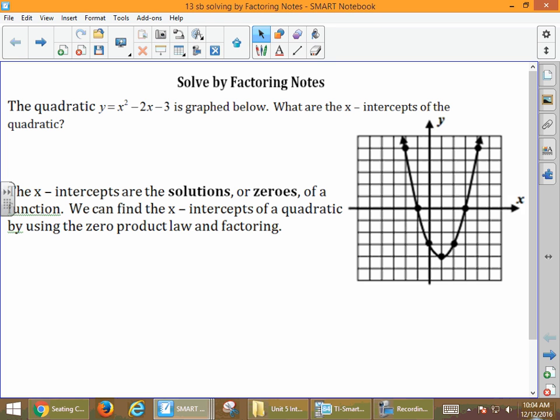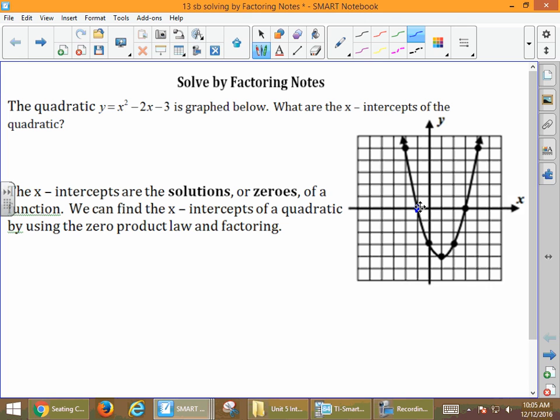And what we want to know is, what are the x-intercepts of this quadratic? What are the x-intercepts here from this picture? -1. Is there anything else? And also 3. -1 and 3. Remember that x-intercepts are where the graph crosses the x-axis. And x-intercepts in a quadratic are also known as solutions, zeros, and in fact also roots.